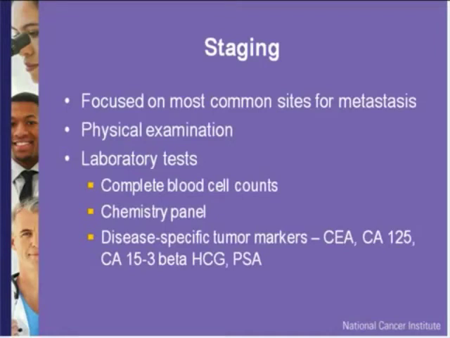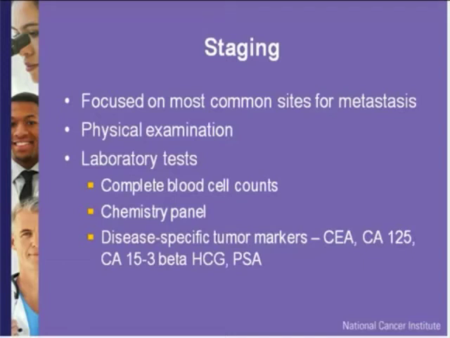Okay, so staging is important because, as we've said, it helps to determine the extent of disease. It's critical to planning treatment. Treatment is determined by stage, and it influences the person's prognosis. And so when we look at staging, staging is focused on the most common sites for metastasis. So what does that actually mean?